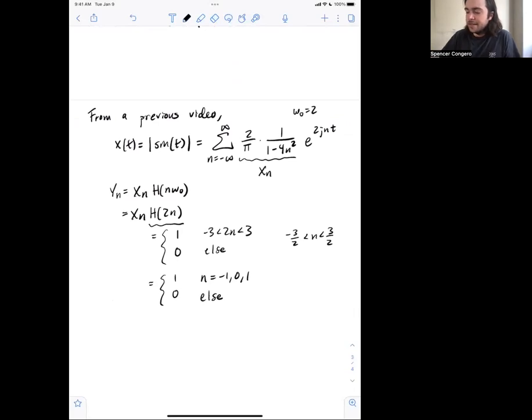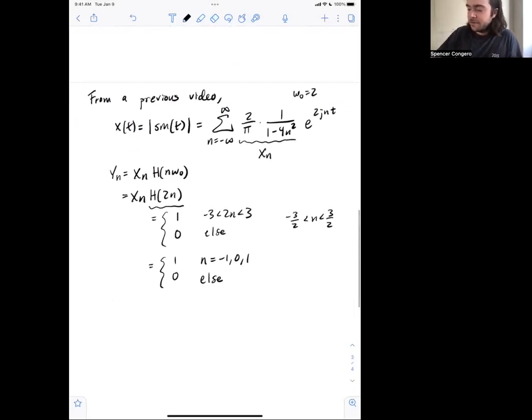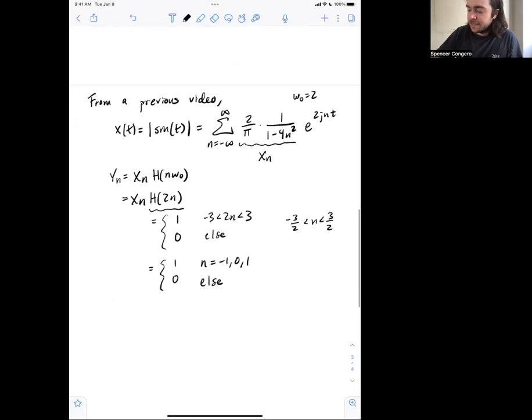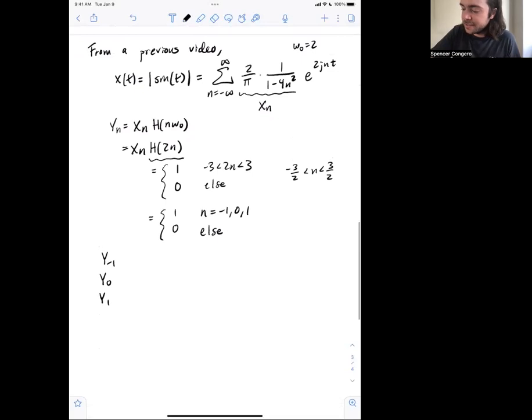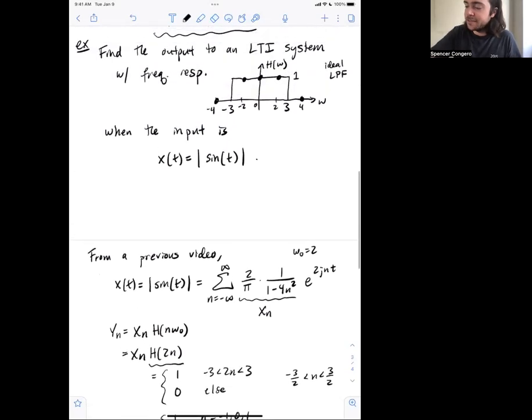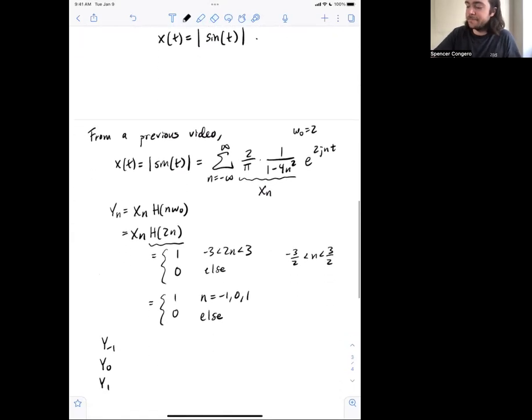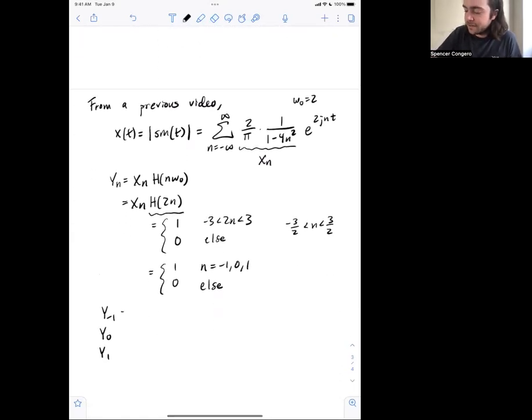And so now we can figure out what our output Fourier series coefficients are. There are only 3 that are non-zero: y sub -1, y sub 0, and y sub 1. Those are the only values that are non-zero, because for everything else this function equals 0, and it kills those Fourier series coefficients off. So the low pass filter is only letting through the frequency components in this range, and it's zeroing out everything else. Now we just have to calculate these.